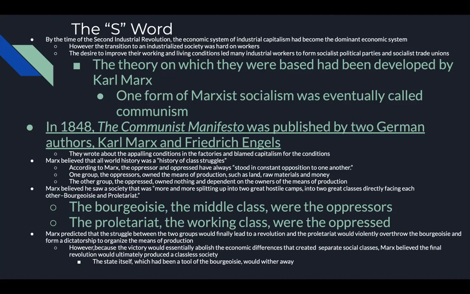Marx predicted that this class struggle between the two groups would finally lead to a revolution, and the proletariat would violently overthrow the bourgeoisie to form a dictatorship to organize the means of production. However, because this victory would essentially abolish economic differences that created separate social classes, Marx believed that a final revolution would ultimately produce a classless society. The state itself, which had been the tool for the bourgeoisie, would wither away.